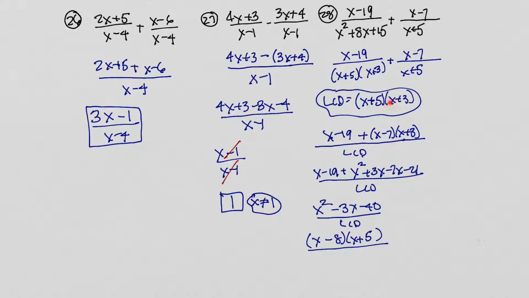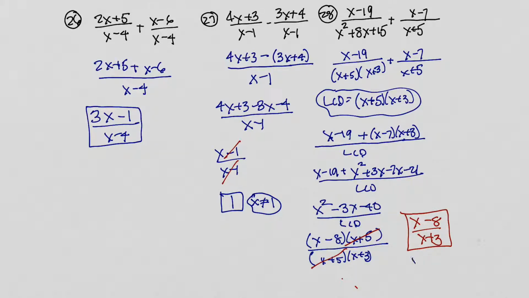The LCD is up here, so actually, just write that. It is going to be x plus 5, x plus 3. And now you can see that the x plus 5s cancel. That one cancels with this one. And we're left with x minus 8 over x plus 3. So x minus 8 over x plus 3.